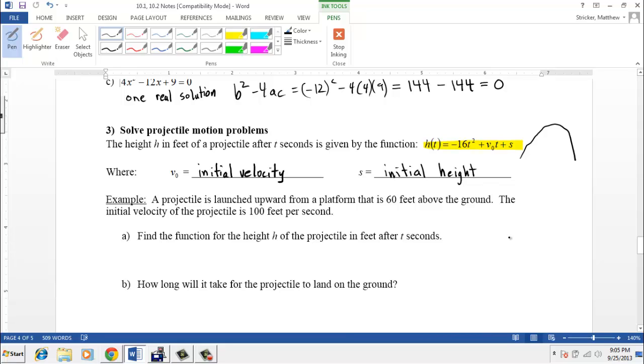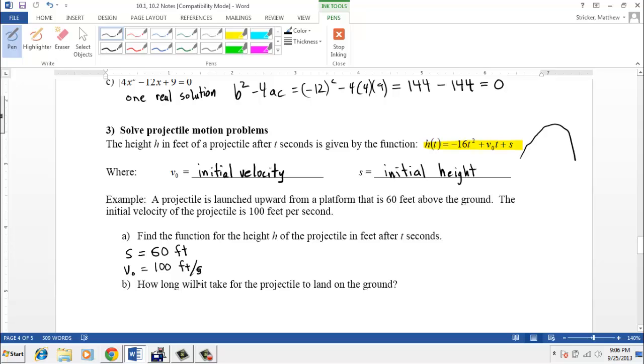And so in this example, it says a projectile is launched upward from a platform that is 60 feet above the ground, and the initial velocity of the projectile is 100 feet per second. We're given right there what v0 and s is. It tells us it's launched from a platform that's 60 feet above the ground. That means s, the initial height, is 60 feet. It also says with an initial velocity of the projectile at 100 feet per second. So v0, that's the initial velocity, is 100 feet per second.